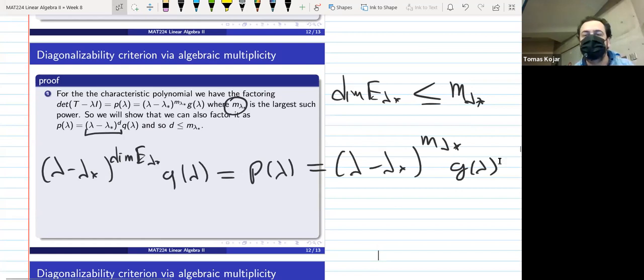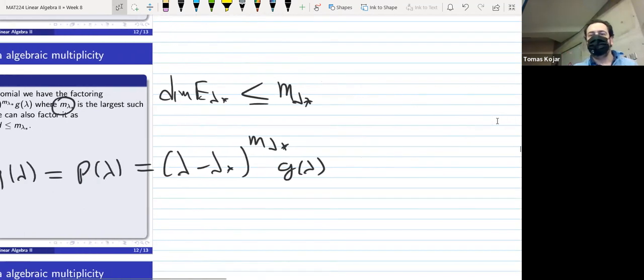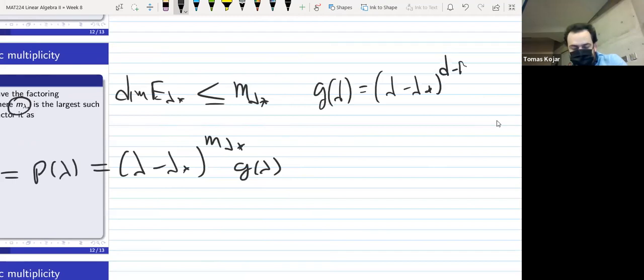Yeah, exactly. You click in division, so you have to. Okay, here's how you do it. Suppose otherwise. Suppose otherwise. Then what you get? You get that G lambda is equal to lambda minus lambda star D minus.